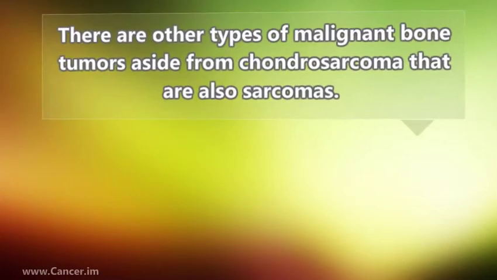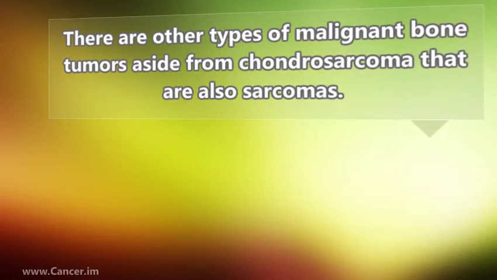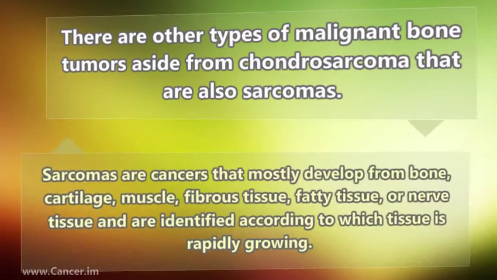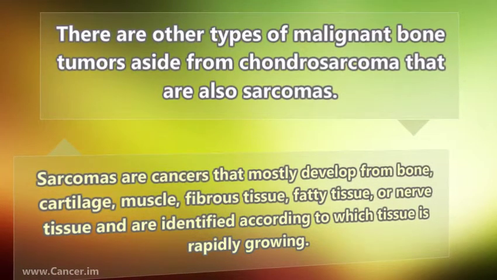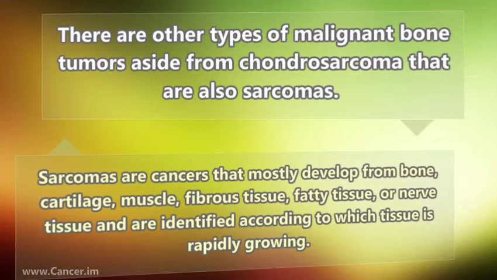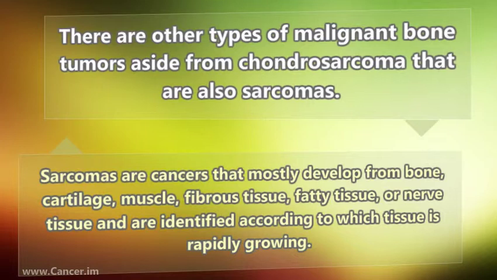There are other types of malignant bone tumors aside from chondrosarcoma that are also sarcomas. Sarcomas are cancers that mostly develop from bone, cartilage, muscle, fibrous tissue, fatty tissue, or nerve tissue and are identified according to which tissue is rapidly growing.